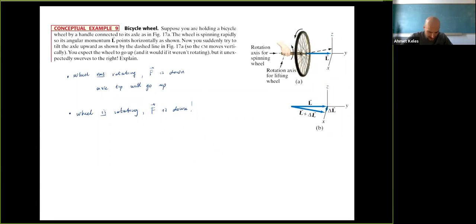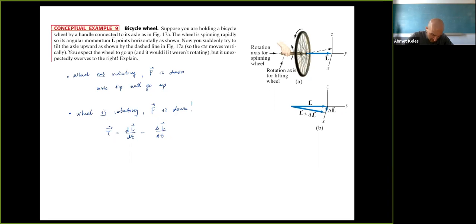tell you the answer. For this, we cannot just say that the force is down, so it goes up, right? We cannot say that. So we have to look at this equation. Torque as a vector is equal to dL/dt. So the direction of L will be the direction of torque, or the direction of change in L is going to be the direction of torque.